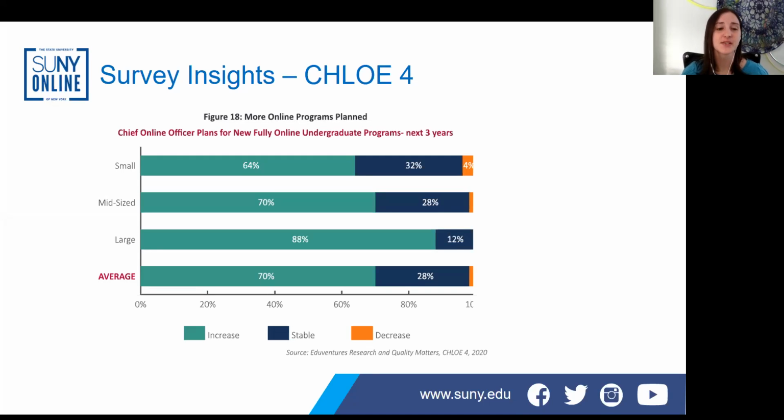So at those smaller institutions, there was a little bit more of a sentiment that maybe they were remaining stable, but overall, by and large, a lot of plans to be increasing anyway. Again, this is pre-pandemic.